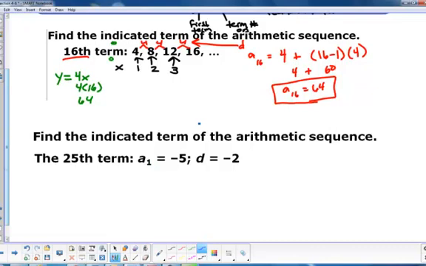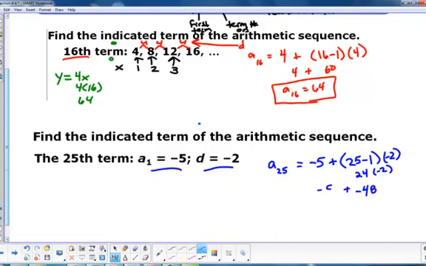So we don't even have a table this time. It just says that our first term is -5, and our common difference is -2. We want to find the 25th term. So a sub 25, all that means is the 25th term, equals the first term plus 25 minus 1 times the common difference. So 24 times -2 is -48 plus -5. Remember, 2 negatives when you're adding give you an even bigger negative, is -53. So the 25th term is -53.